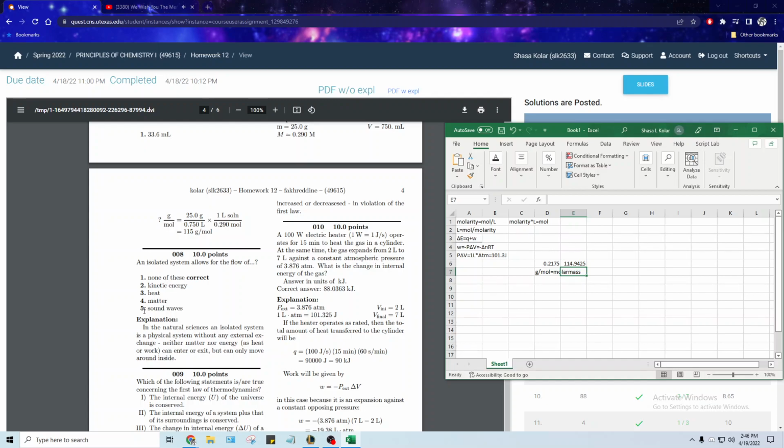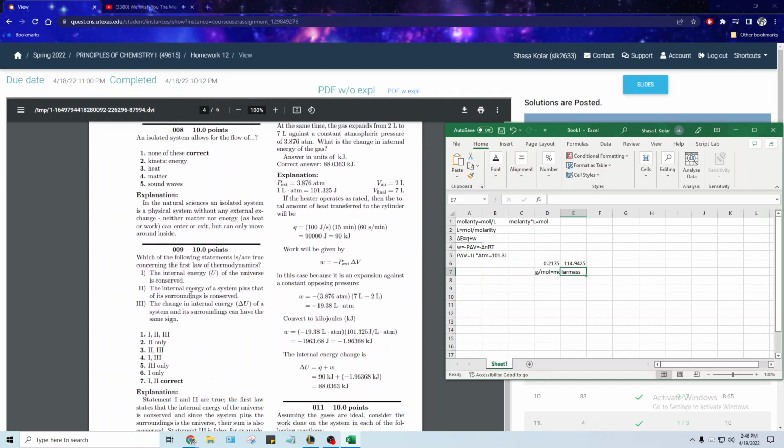It's isolated. And sound waves can't either, because it has to be touching it. It's just like kinetic energy, the same thing. So none of these are transmitted in an isolated system. None of them flow out.